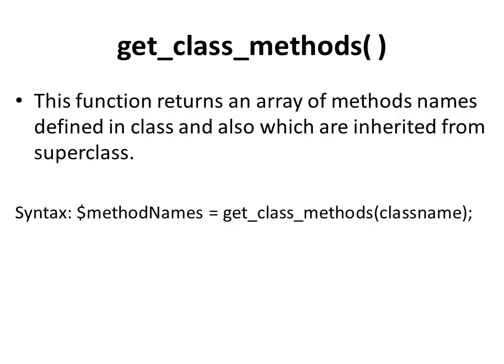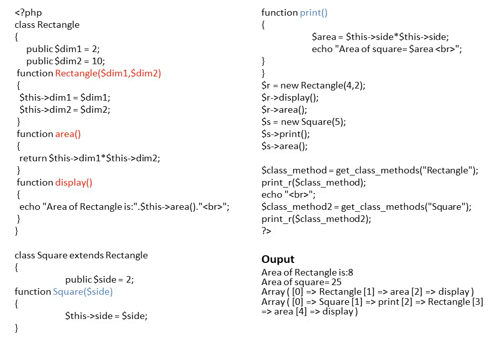Third, get_class_methods. This function returns an array of method names defined inside a class. It will also display the method names which are inherited from the superclass. The syntax is get_class_methods, and inside the bracket you have to pass the class name. Now in the same example, I have called the method get_class_methods. Inside the bracket I have passed the parameter as Rectangle.